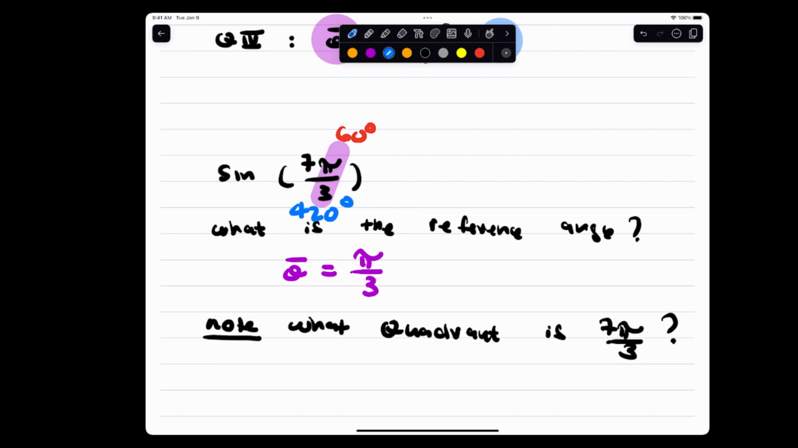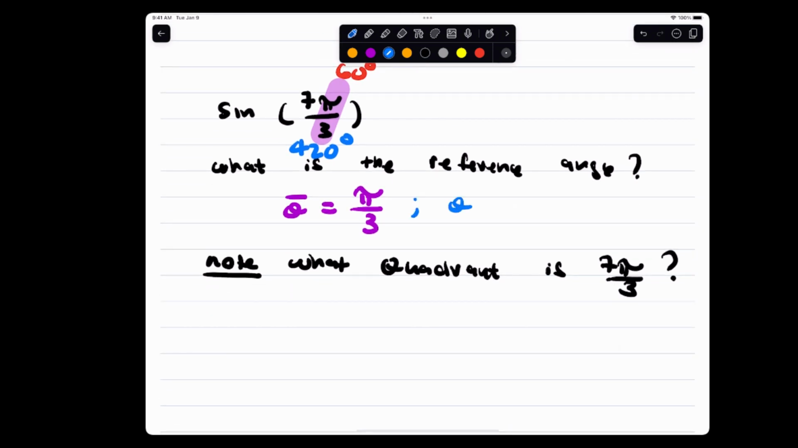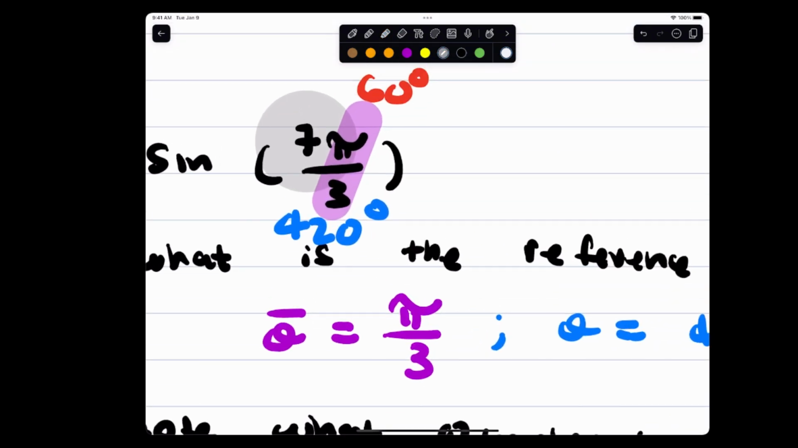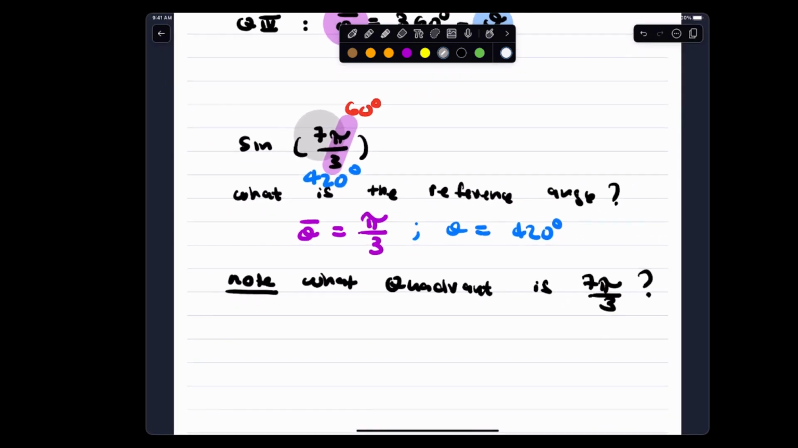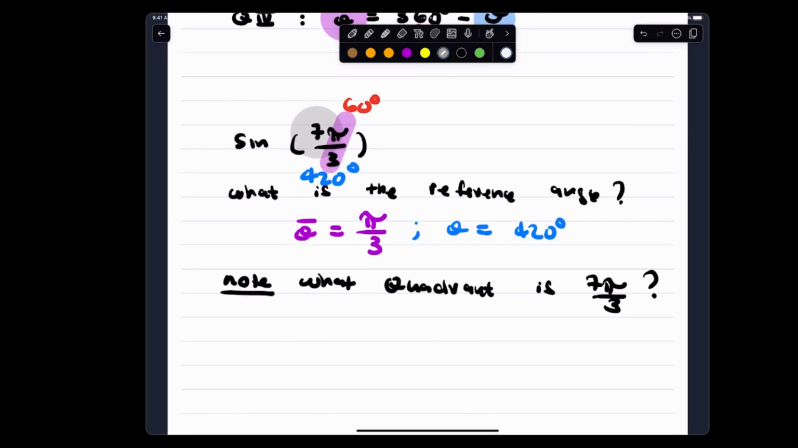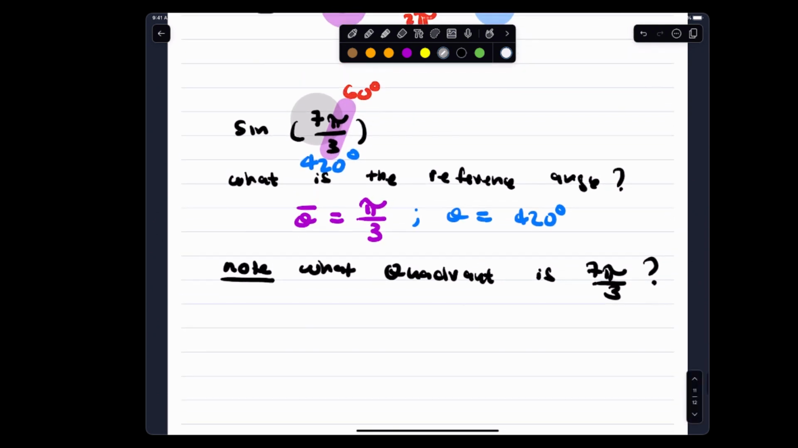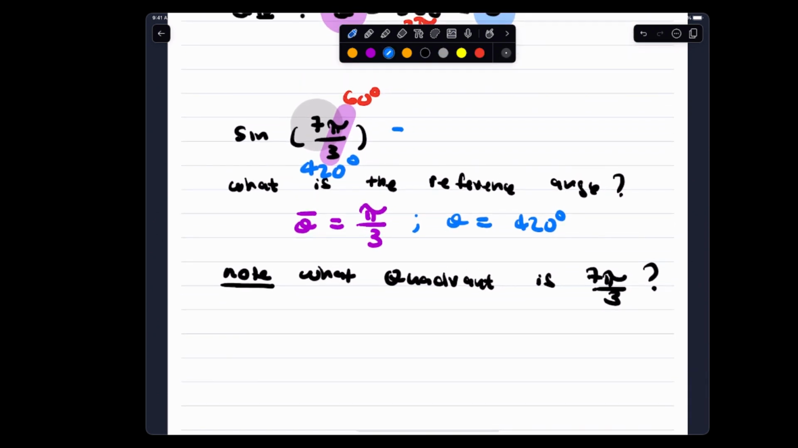So double check. Are you guys okay with that? Isn't the angle theta going to be 420 then? Because 7, that's a multiple of pi over 3. Okay, you got a multiple. 7 times pi over 3 is really 7 times 60, which is 420. Now, you might say, Mr. Judge, that's really just asking me for the sine of what? 420 degrees. Is that true?